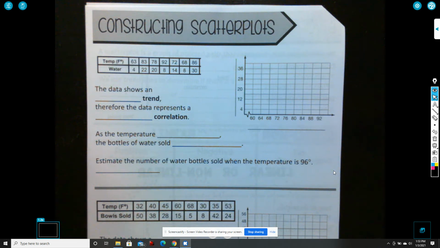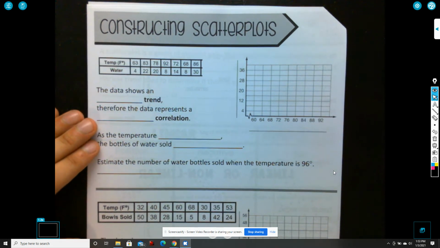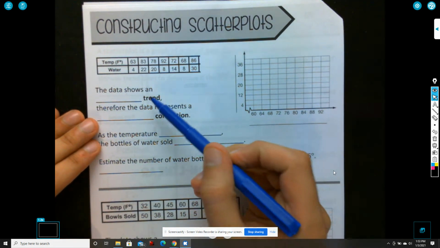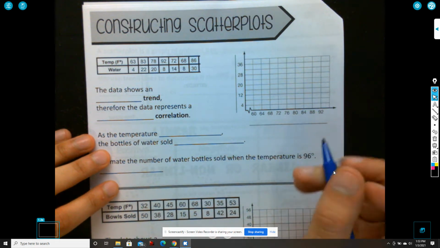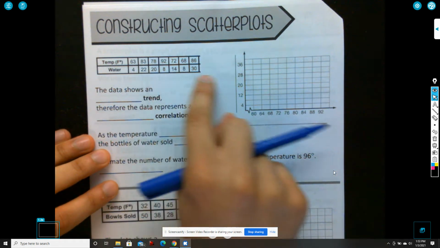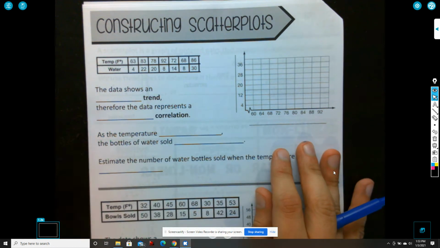All right, so this next lesson is going to be over constructing scatter plots. In the last lesson, we had to identify trends and correlations. In addition to that, we're now going to be making predictions, and we would have to actually plot the points ourselves.